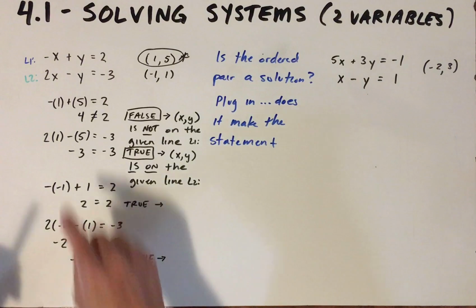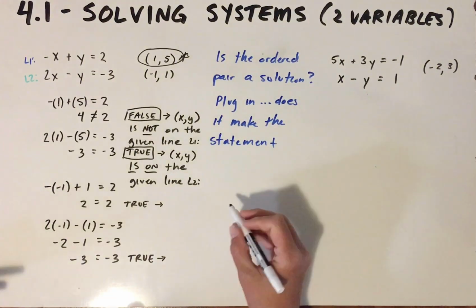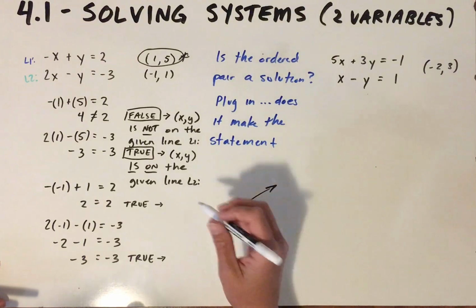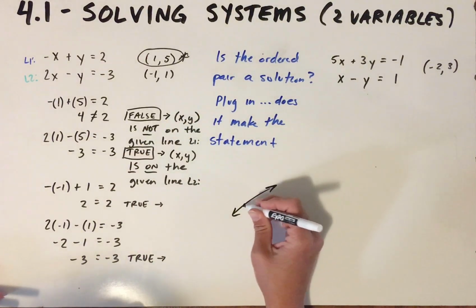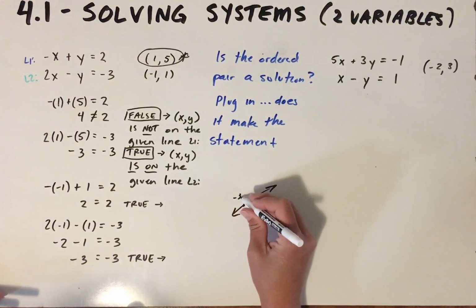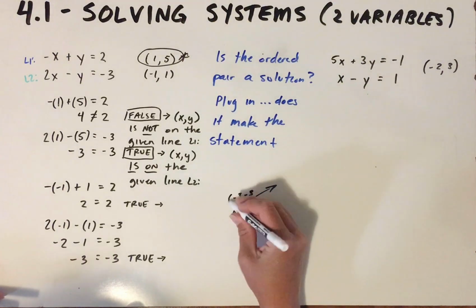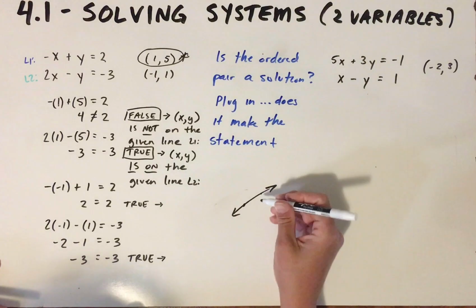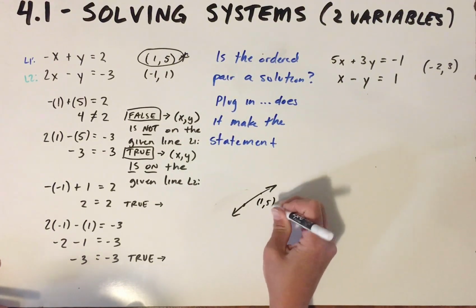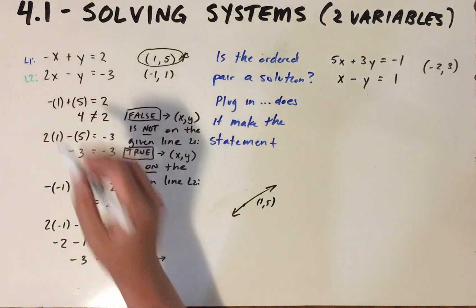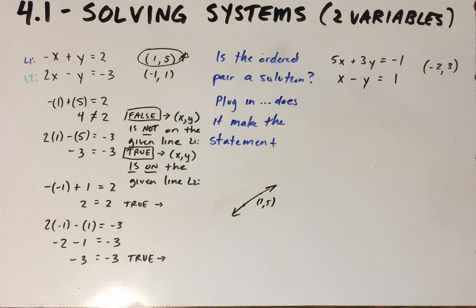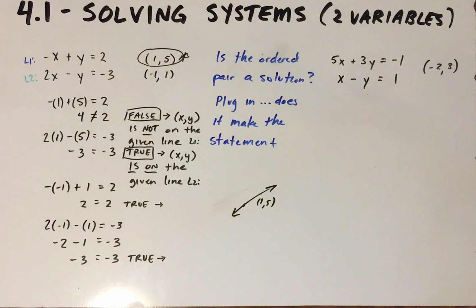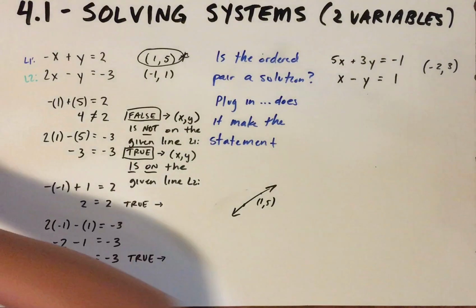Okay, so it's on this line. So if I were to look at the graph of this, say it looks like this, then the point 1, 5 is on this line right here. So how can I tell then, if it's false for this first one but true for the second one, is it a solution to the system?